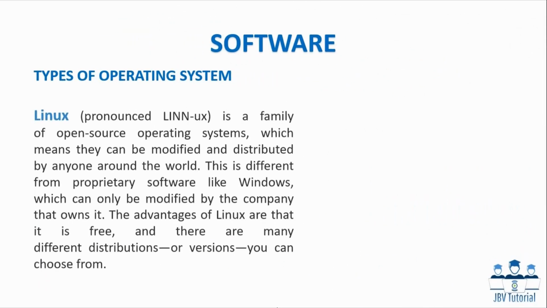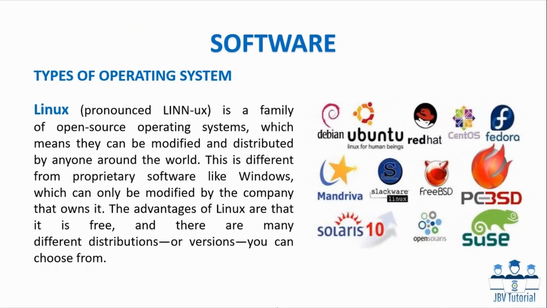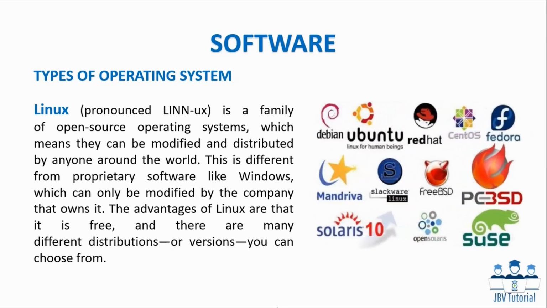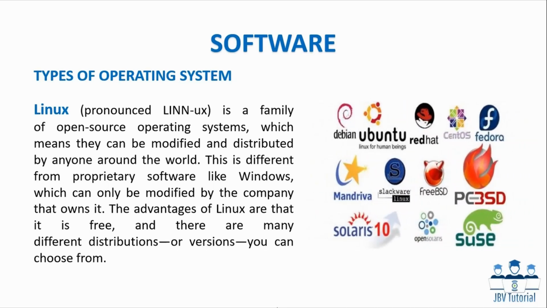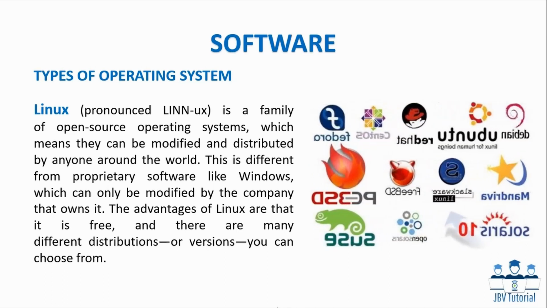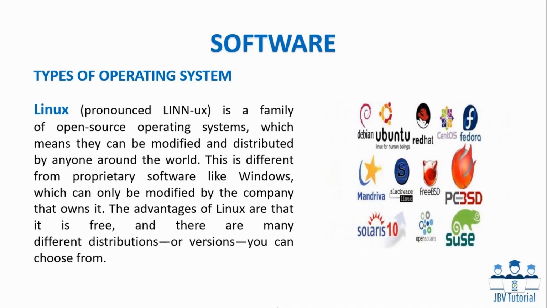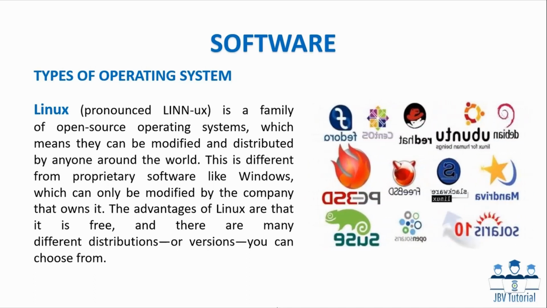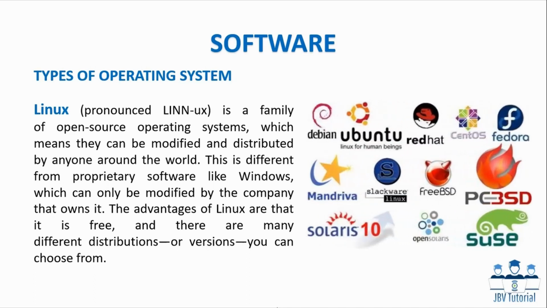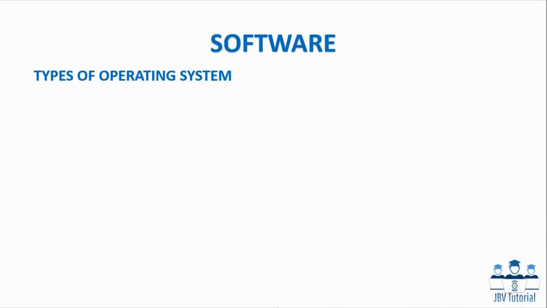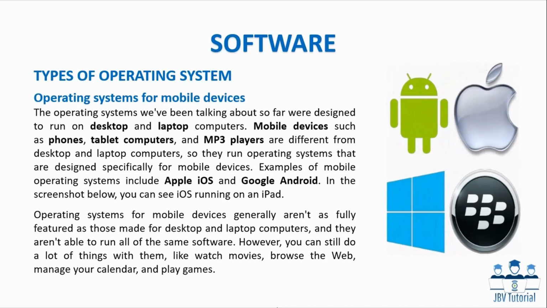Linux, pronounced "Linux", is a family of open-source operating systems, which means they can be modified and distributed by anyone around the world. This is different from proprietary software like Windows, which can only be modified by the company that owns it. The advantages of Linux are that it is free, and there are many different distributions or versions you can choose from. Operating systems for mobile devices.